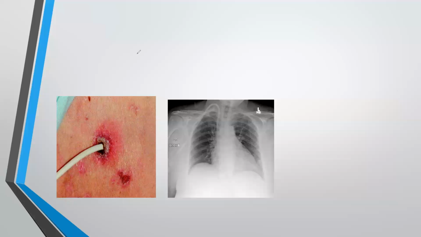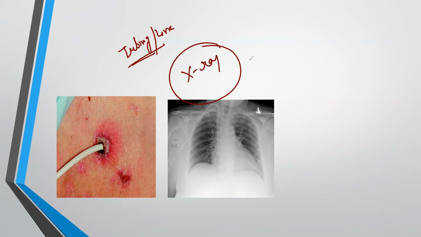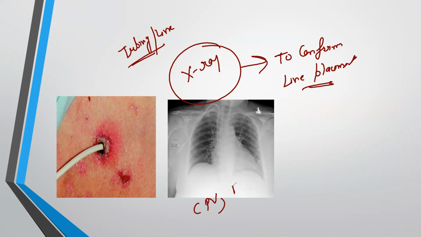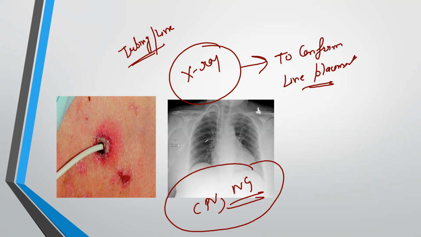Second, any kind of tubing or line when we insert it, for confirmation we always do an X-ray, because X-ray is the confirmatory procedure through which we can confirm the line placement. Either it is a CVP line or an NG feeding tube, sorry. Any kind of tubing or line when we insert it, we can confirm it only and only with the X-ray.